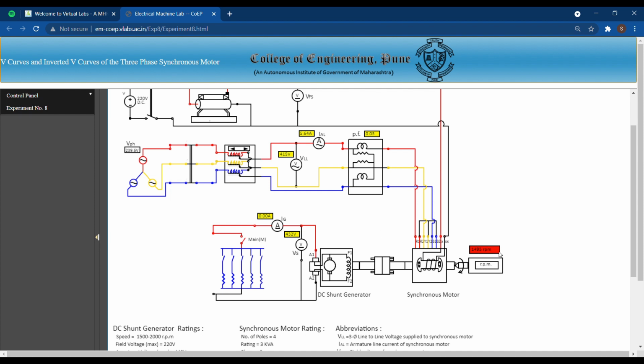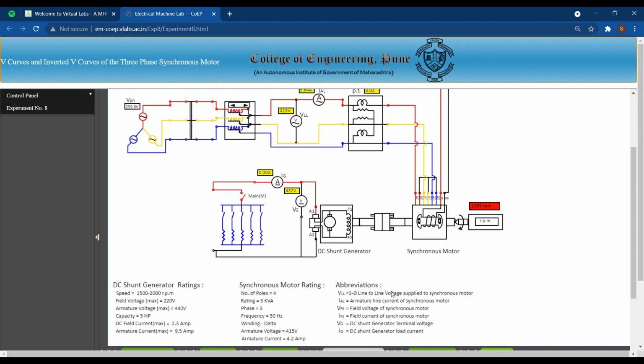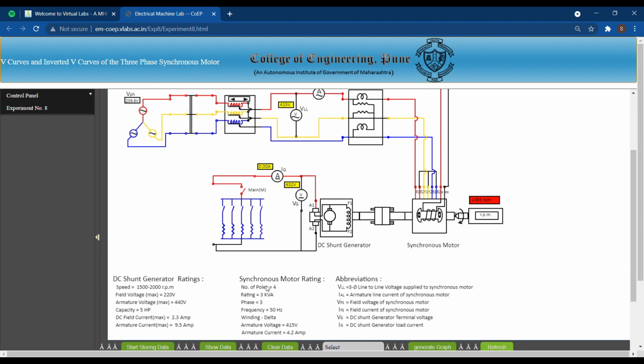Now the motor is running at its speed, which is near to synchronous speed. As we know, synchronous speed is equal to 120 f by p. Here frequency is 50 Hz and number of poles is equal to 4. Hence the synchronous speed is 120 into 50 divided by 4, which is equal to 1500 rpm.